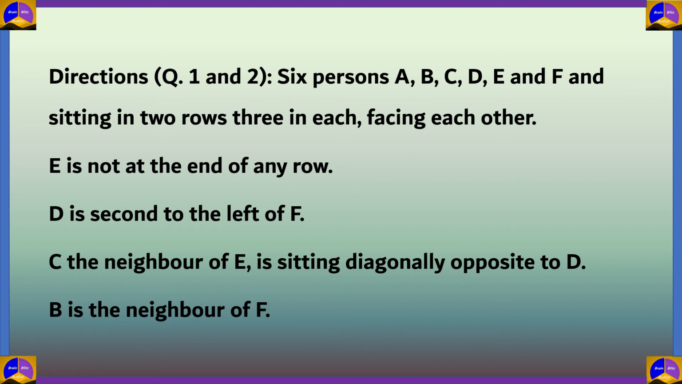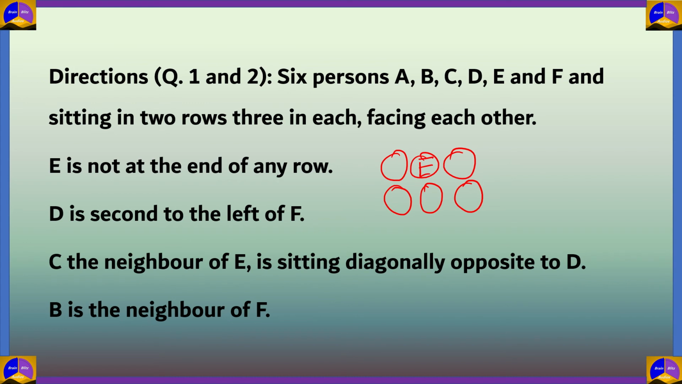So 2 rows and 3 in each. Now E is not at the end of any row. So he can't be the leftmost or the rightmost. That leaves him in the middle. So E must be in the middle.